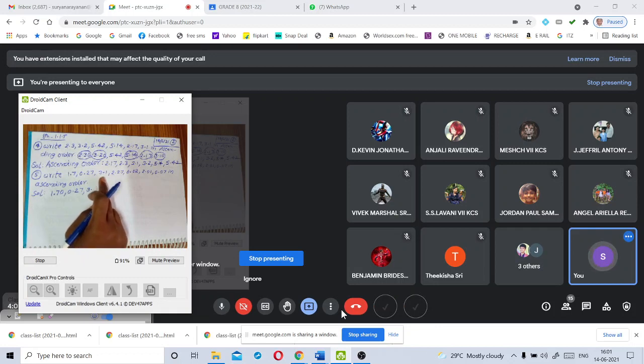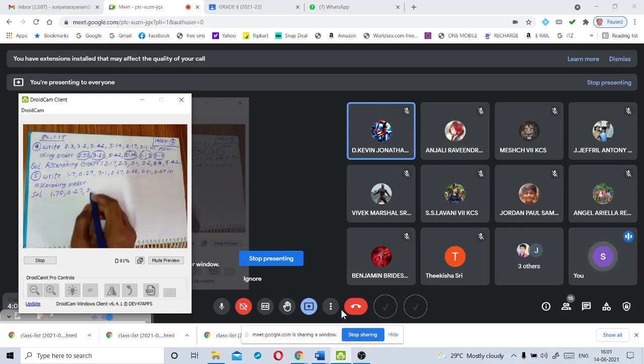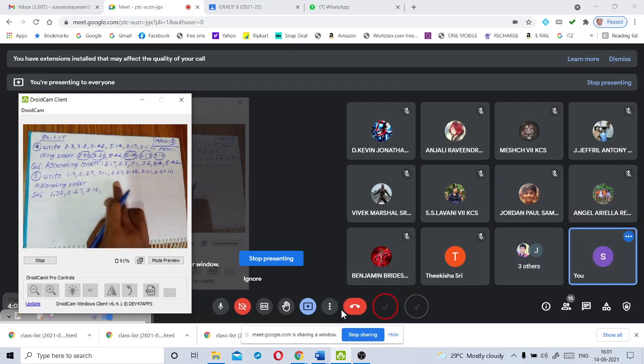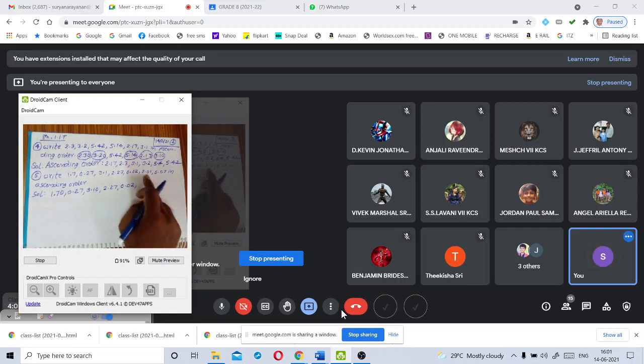How do you write 3.1 with two decimal places? 3.10. Very good, Kevin. Next, write this number 2.27. Already two decimal places are there. In this number also, 0.02, two decimal places. Here 2.01, two decimal places.